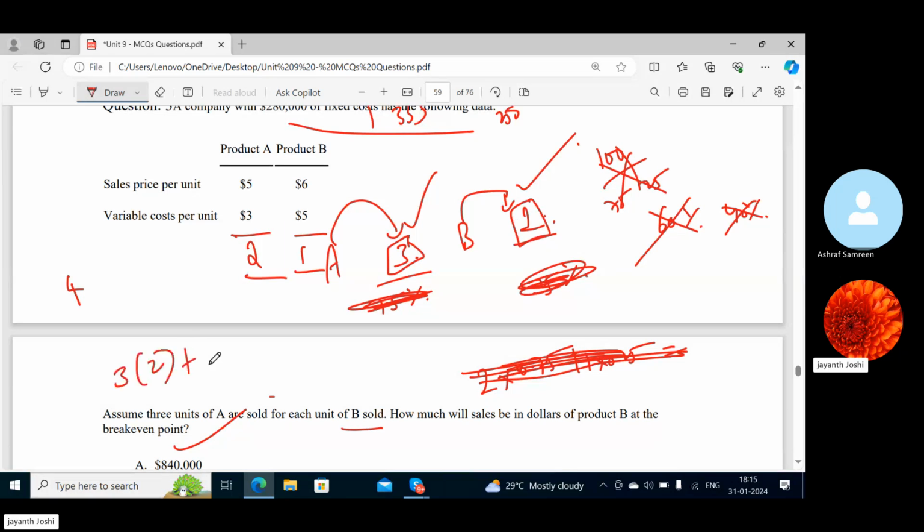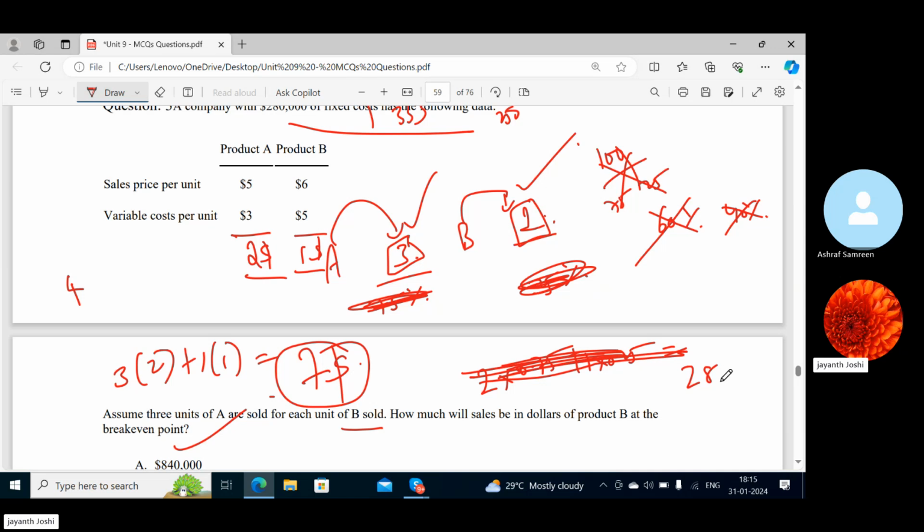So 3 into 2 plus 1 into 1. So how much? 7, correct? Yes. $7 is your contribution. Now we will find out the break-even point. This is the common contribution.